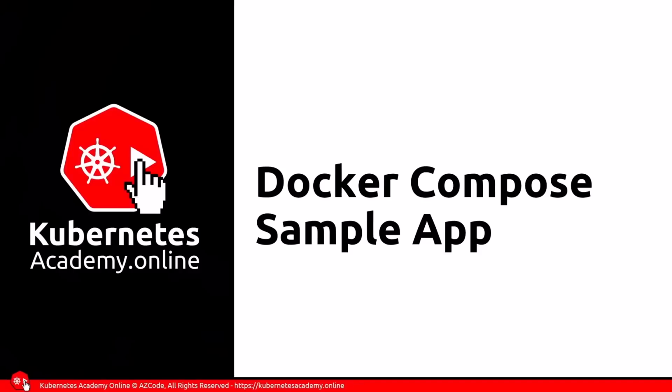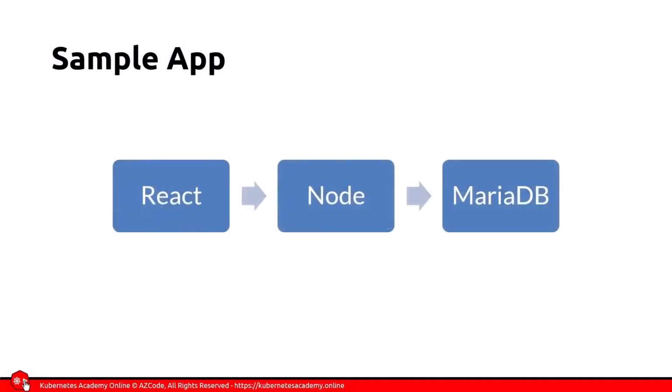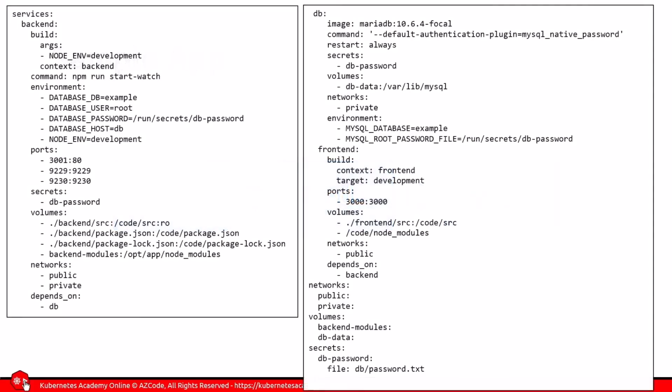In this lab, we will deploy a Docker Compose sample application that is composed of 3 services: a web front-end built with React, a Node.js backend, and a MariaDB database. Let's take a look at our Docker Compose file. This is more complex than what we saw so far, so let's try to break it into smaller pieces.